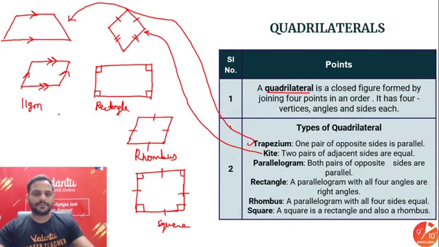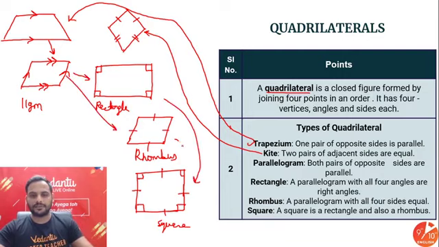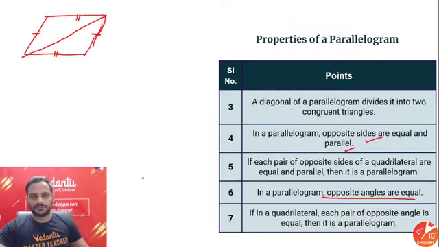So remember, beta, that under trapezium comes parallelogram, and under parallelogram comes rectangle and rhombus, and under rectangle and rhombus comes square. That means properties of trapezium are followed by parallelogram. All the properties of parallelogram are followed by rectangle, rhombus and square.